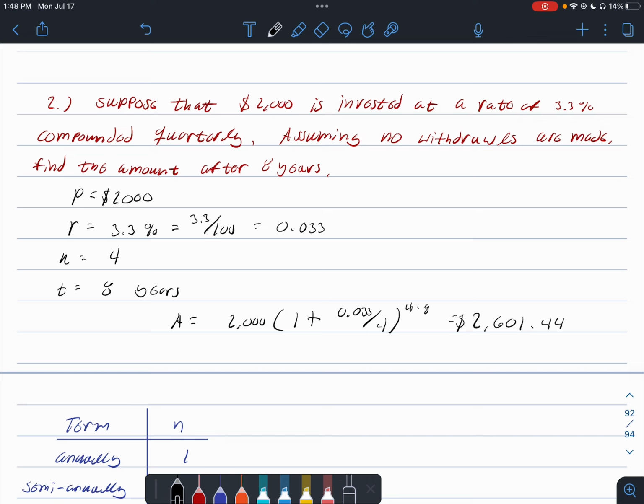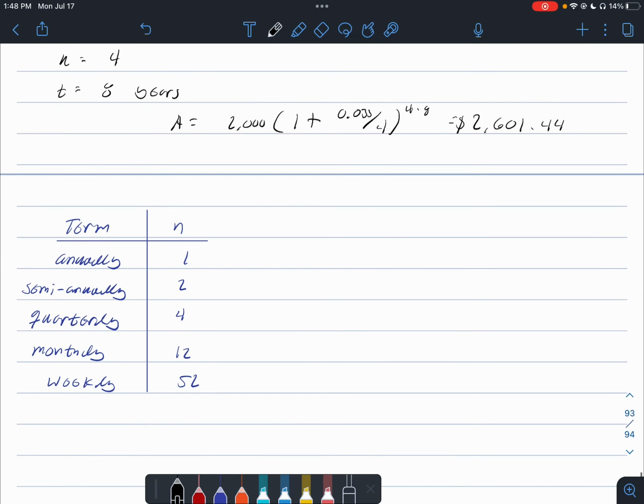Okay. So again, hopefully this is of some help to you, and maybe at some point in your life you will get a little bit of use out of this. But just real quickly, I wanted to show you a quick chart of likely periods of time to pop up in these homework problems. We call this the term here.